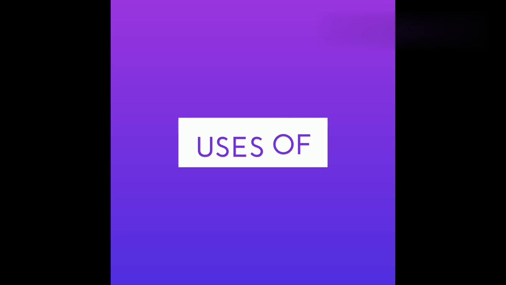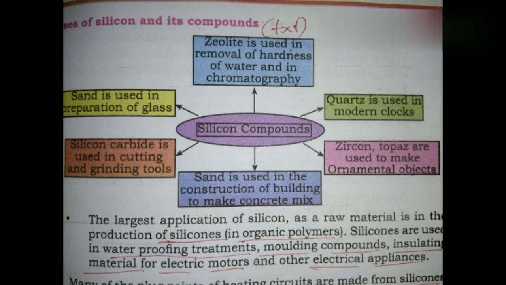Uses of silicon and its compounds. Silicon compounds: 1. Sand is used in preparation of glass. Silicon carbide is used in cutting and grinding tools. Sand is used in the construction of buildings to make concrete mix.